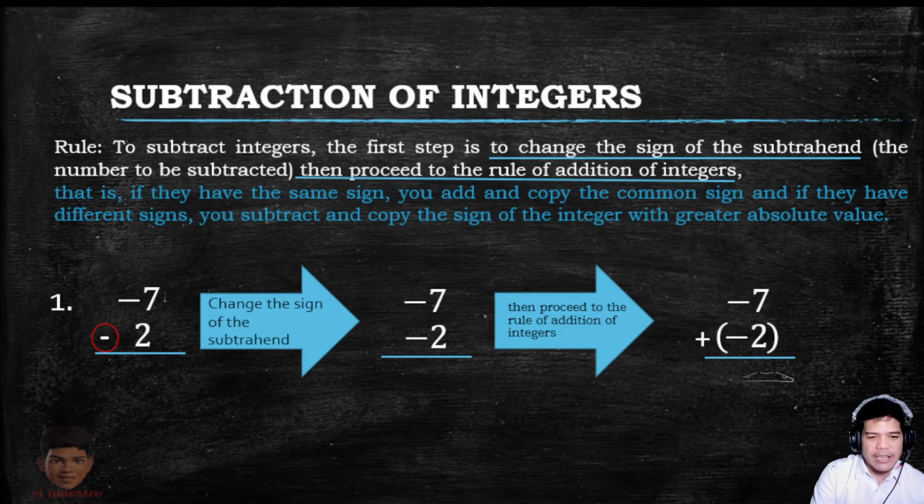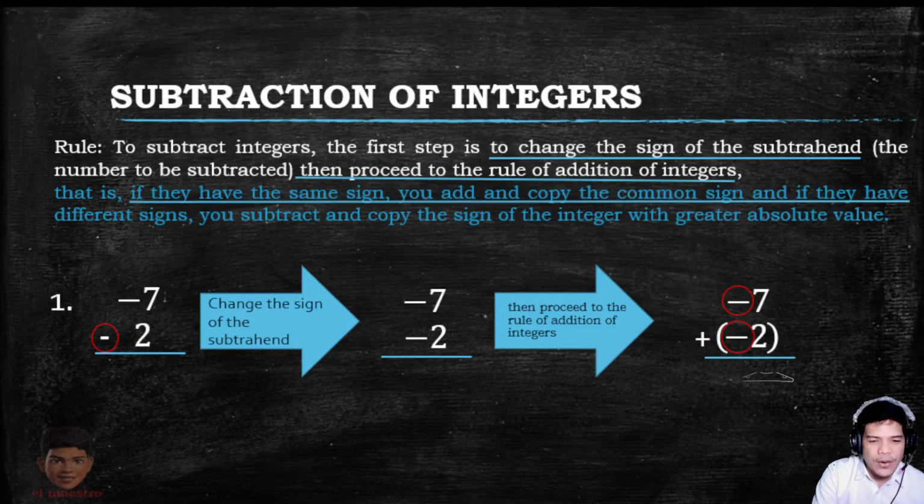Nakuha. So, let's check if they have the same sign. Yung 7 is negative and yung 2 is negative. Since the same sila ng sign, anong sabi? You have to add. Then copy the common sign. So you have to add that is 7 plus 2, 9, and yung common sign is negative, so copy negative. Okay? Nakuha. So, ganyan mag-subtract ng integers. Okay? Another example.